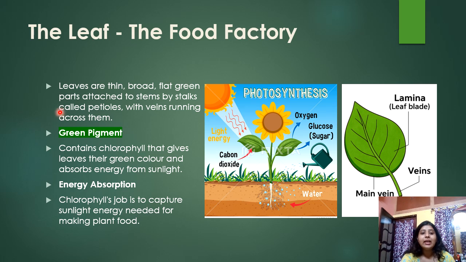Okay. See, leaves are thin, broad, flat green parts attached to the stem by stalks called petioles with the veins running across them. A leaf contains chlorophyll that gives leaves their green color and absorbs energy from sunlight. Through this energy from sunlight, leaves can make food for themselves. Chlorophyll's job is to capture sunlight, the energy needed for making the plant food.